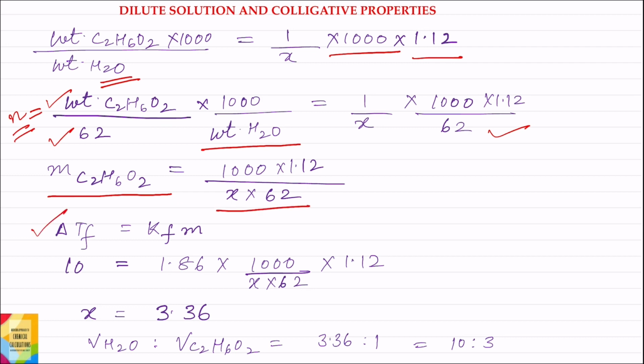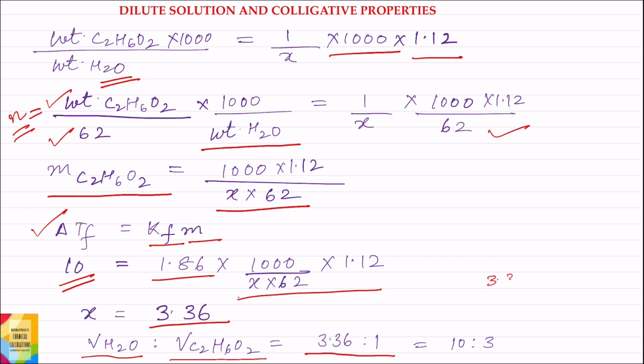Now depression in freezing point is equal to Kf into molality. The value of depression in freezing point is given, that is 10 degree centigrade, and this is equal to Kf. Kf for water is 1.86 into the molality, which is 1000 into 1.12 divided by x into 62. Solving, the value of x is 3.36. Therefore, volume of water is to volume of ethylene glycol is equal to 3.36 is to 1.